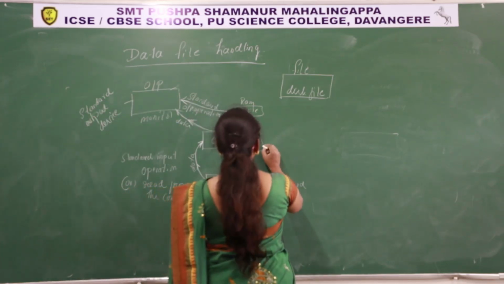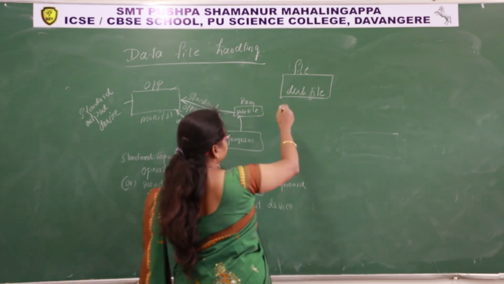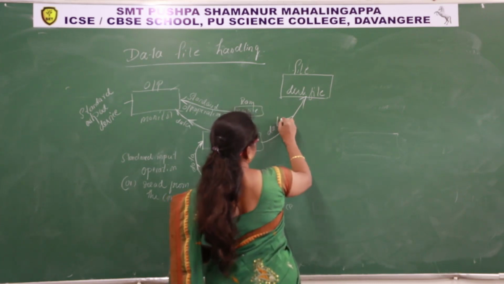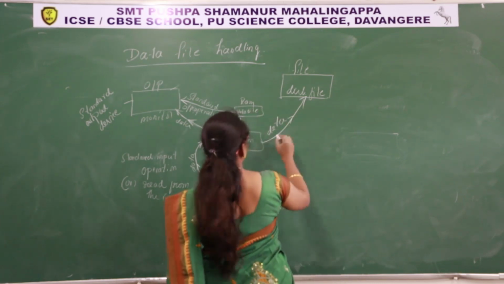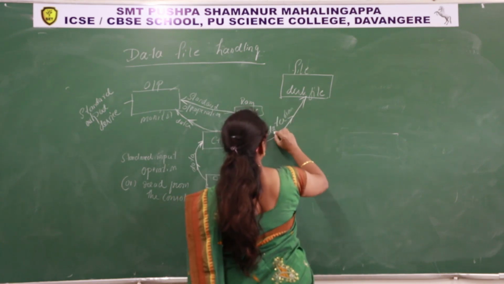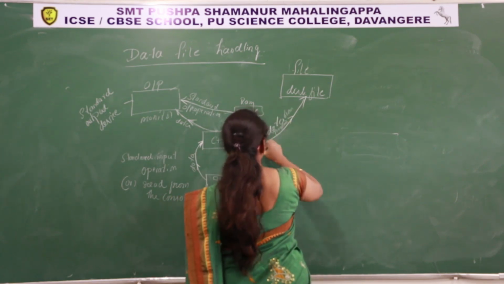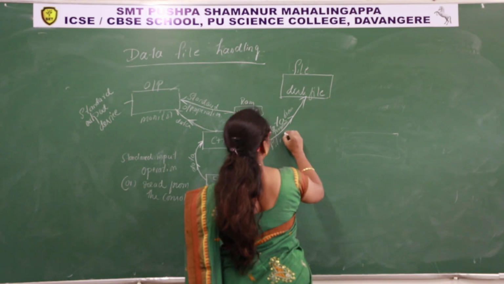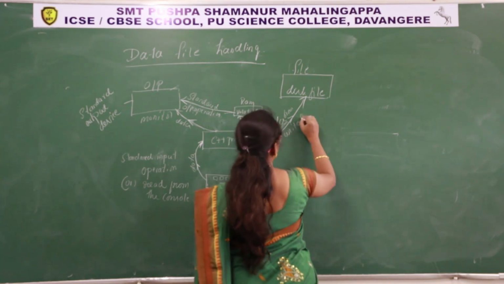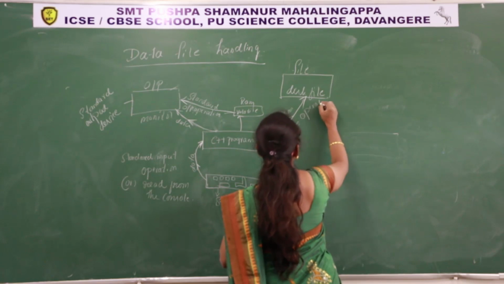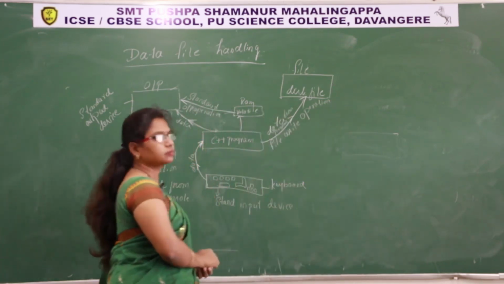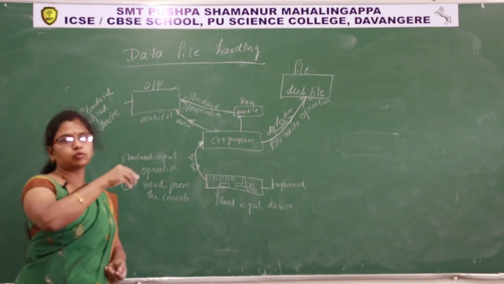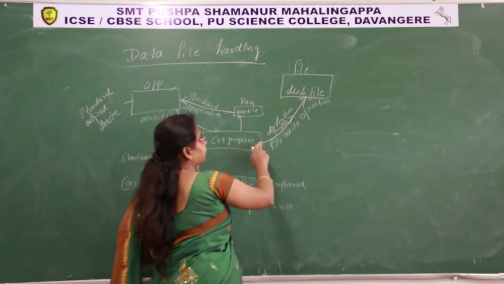If data is moving from the program to the file, data from the program. If data is moving from program to file, this is called file write operation. Understood? We are going to write a file. That means writing into the file, putting into the file. Where are we taking the data from? From the program.